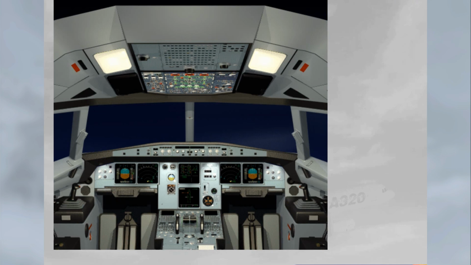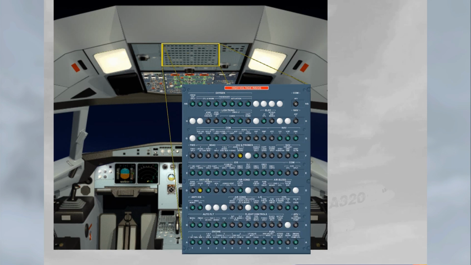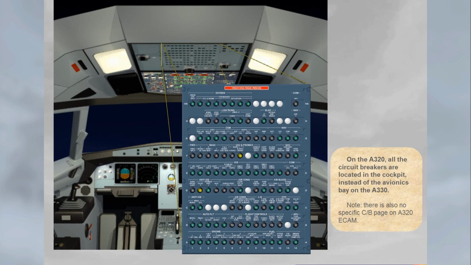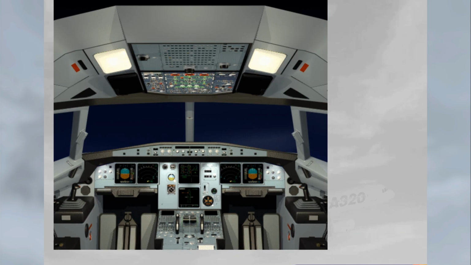On the A320, all the circuit breakers are located in the cockpit, instead of the avionics bay on the A330. Note, there is also no specific CB page on the A320 ECAM. Notice that on the A320 there is no reset panel.